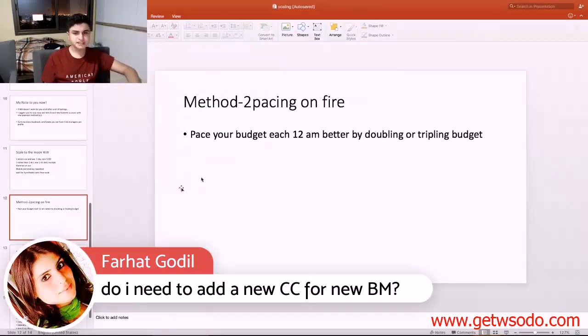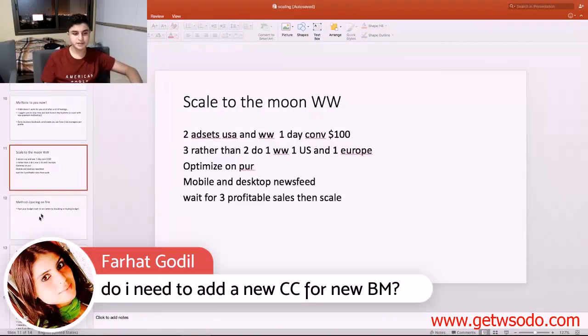Some people are asking, is pacing on fire method duplicating? No. I said no duplicating. It is editing. Pacing means editing. So you just edit the same ads.